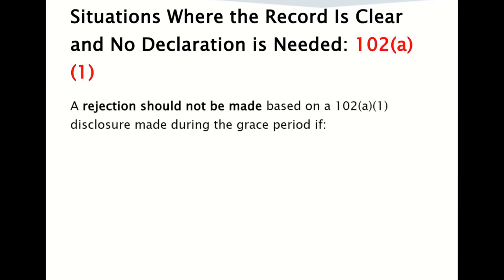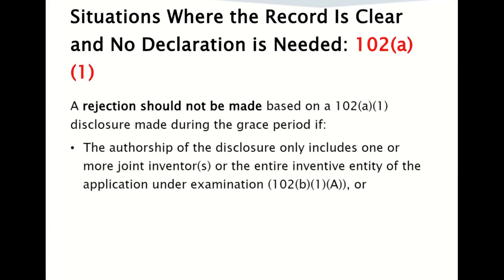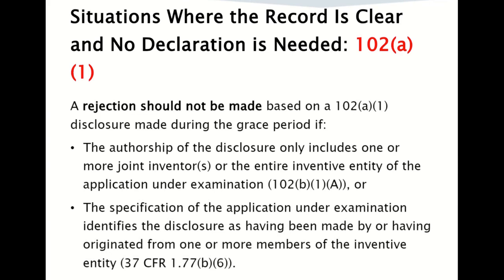Shown here are two examples of when the examiner would not need to make a 102(a)(1) rejection because an exception clearly applies based on the existing record. In other words, an examiner should not require a declaration to invoke an exception. In the first example, the potential prior art disclosure is by the inventor or a joint inventor and does not name anyone else. In the second example, the potential prior art disclosure is identified in the application under examination as having been made by or having originated from the inventor or a joint inventor.